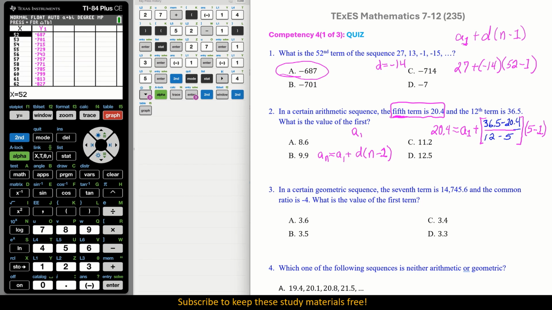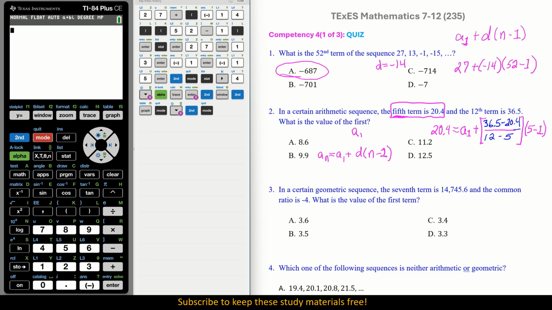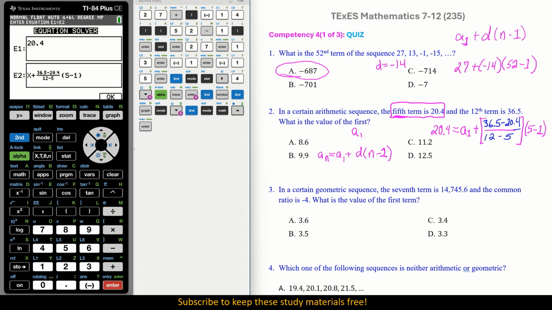Now, let's go over, and we are in function. Obviously we're in function mode because x's are coming up. You have to be in function mode, which we are. You can see right there that we are. Okay, back out, second mode. Now we're going to use the numeric solver. So push math, arrow up, you'll see that it's option C. Push enter. Okay, I have it entered.